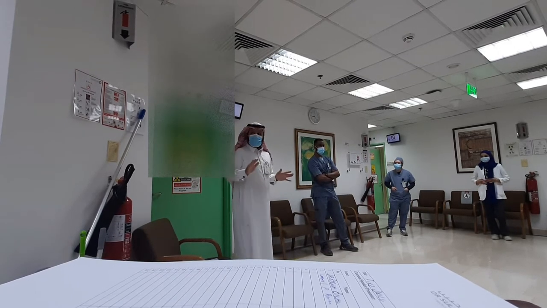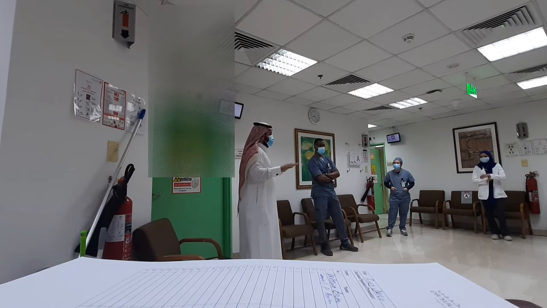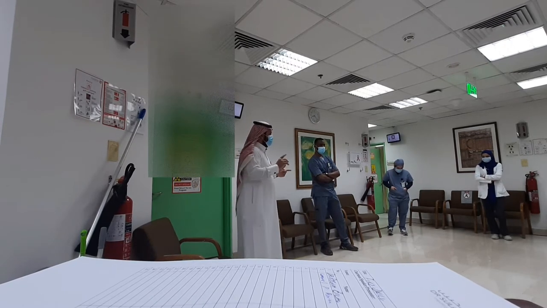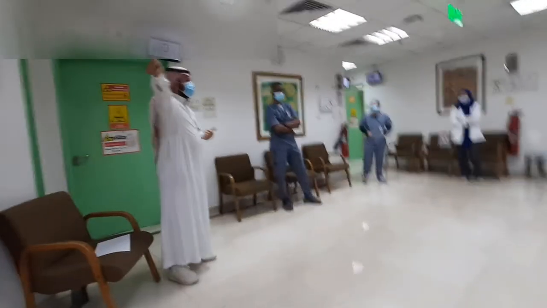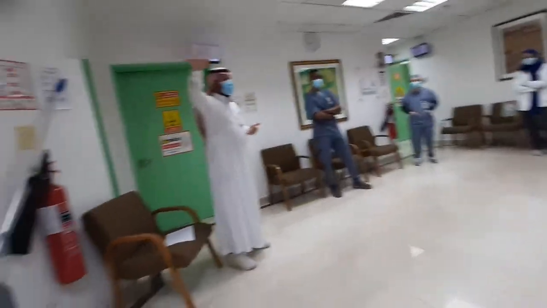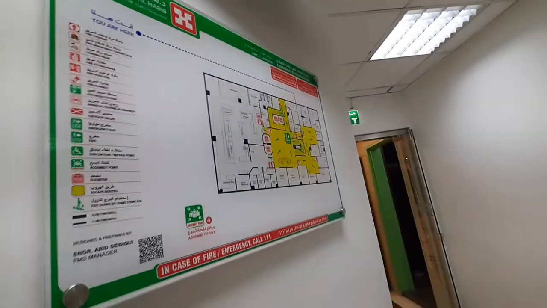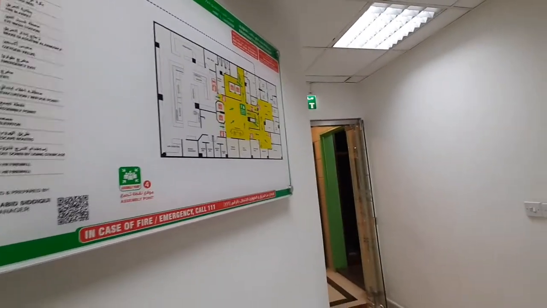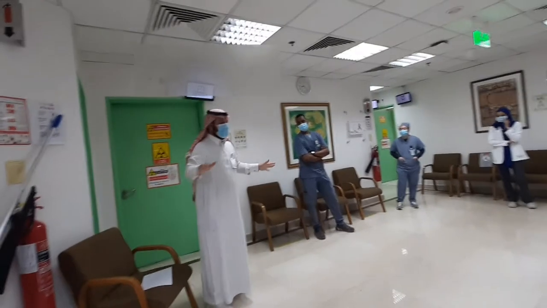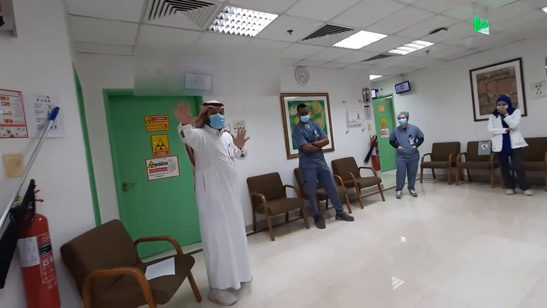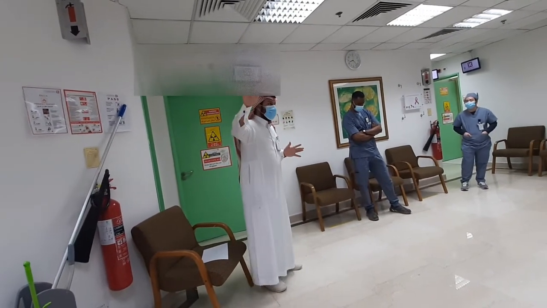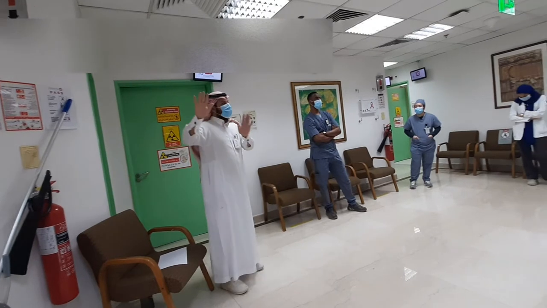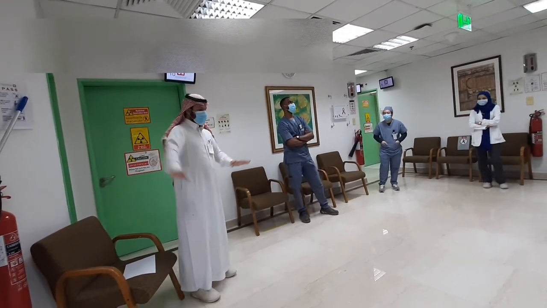And also, as healthcare staff, we should know many things. For example, if you are working at the hospital, the emergency evacuation map shows everything: the manual call point, red blanket, and so many things. In case of fire, what you will follow, the escape route, and where the nearest assembly point is. It shows everything for you.